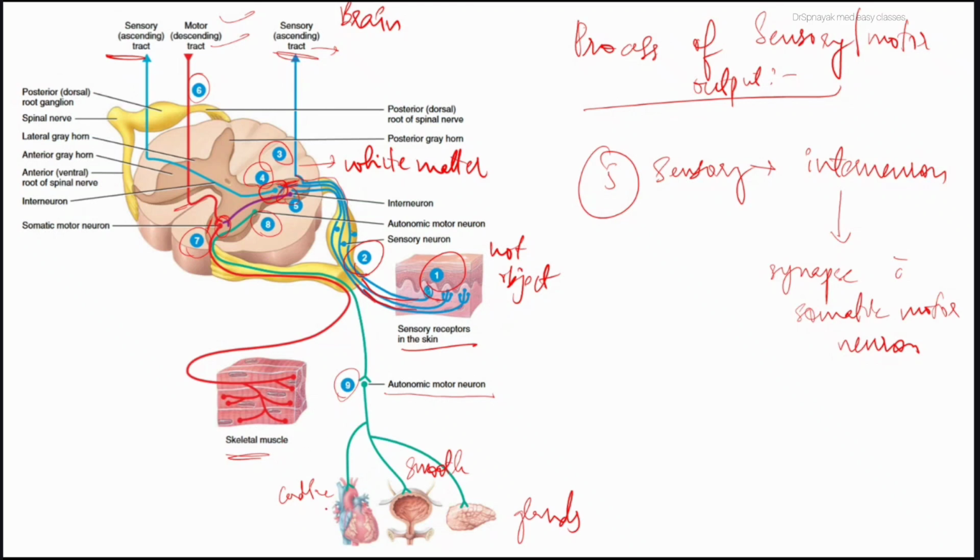So sometimes the cardiac muscle is stimulated or depressed, and the smooth muscle might be either contracted or relaxed, and the glands might secrete more. This was the process of sensory or motor output.